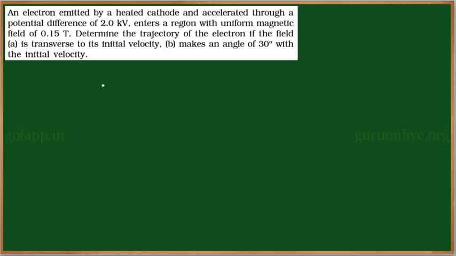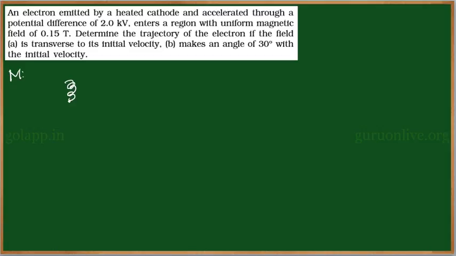See this problem. An electron emitted by a heated cathode and accelerated through a potential difference of 2.0 kilovolts enters a region with a uniform magnetic field of 0.15 Tesla. Determine the trajectory of the electron if the field is transverse to its initial velocity, and if it makes an angle of 30 degrees with the initial velocity.